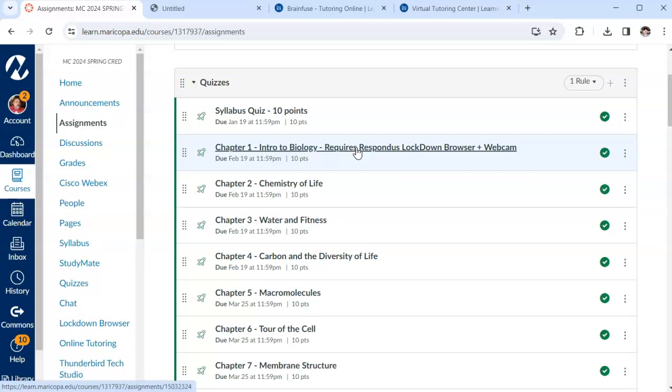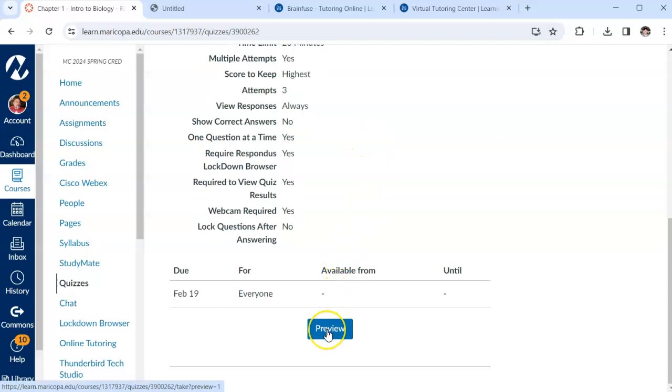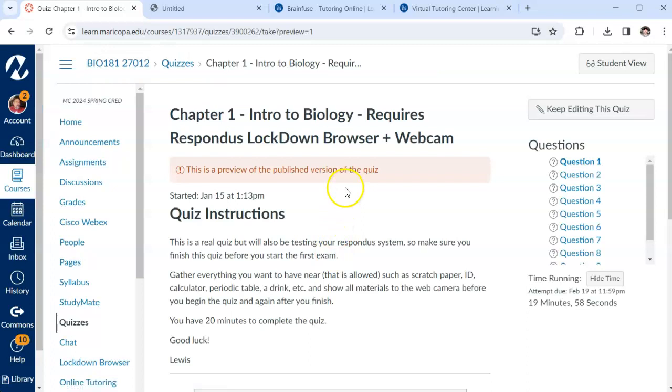So you get three attempts at each quiz, right? The first quiz is going to require you to use a lockdown browser. If you click on Take Quiz, it will take you to Respondus, and then you'll have to download the lockdown browser. You need this lockdown browser for your exams, and I want to make sure that it works on your computer.